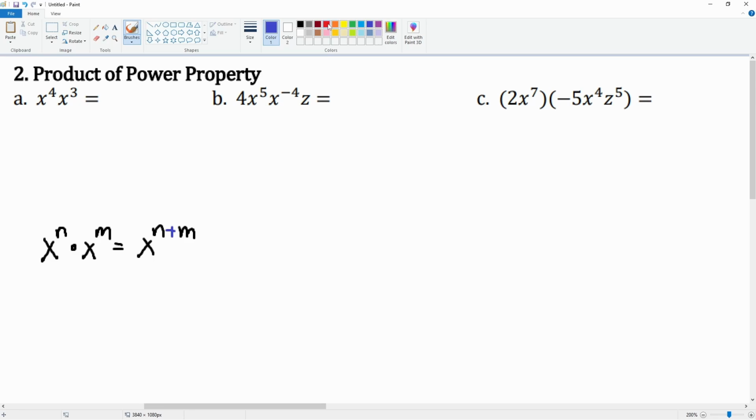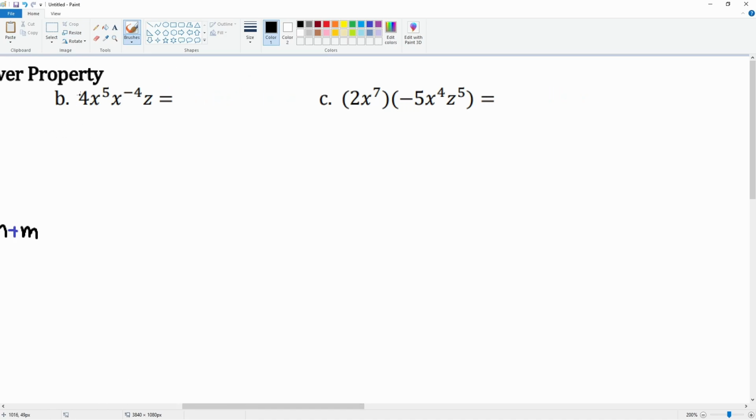All right. So for this one, x to the 4th times x to the third, we write the same base. We have the exponents 4 and 3, and then we have to add the exponents together. This will get you the answer of x to the 7.